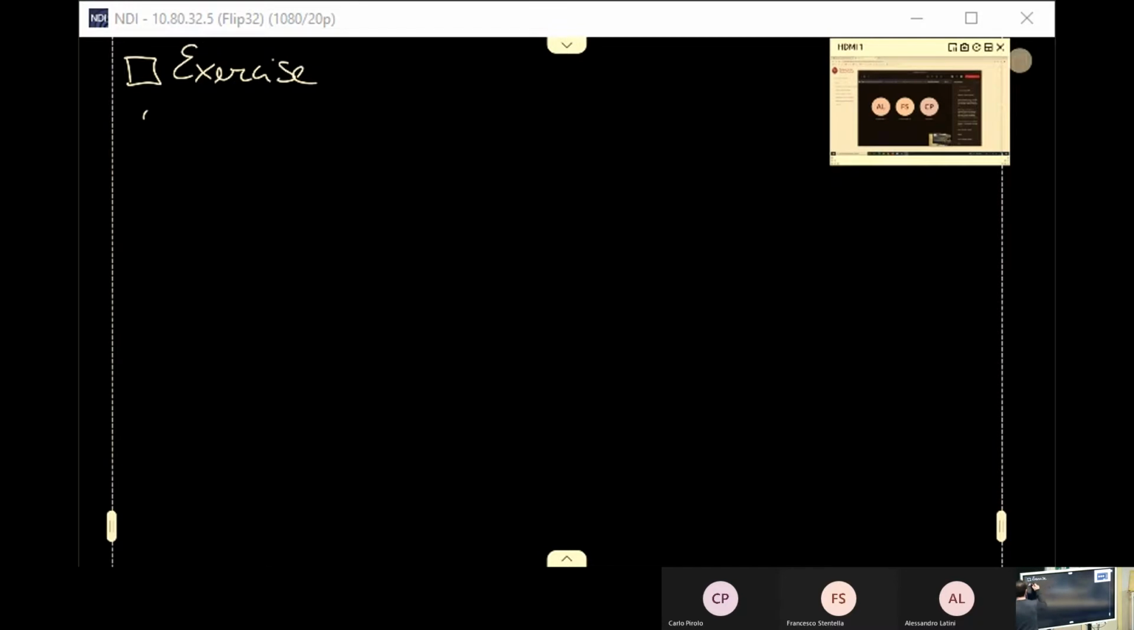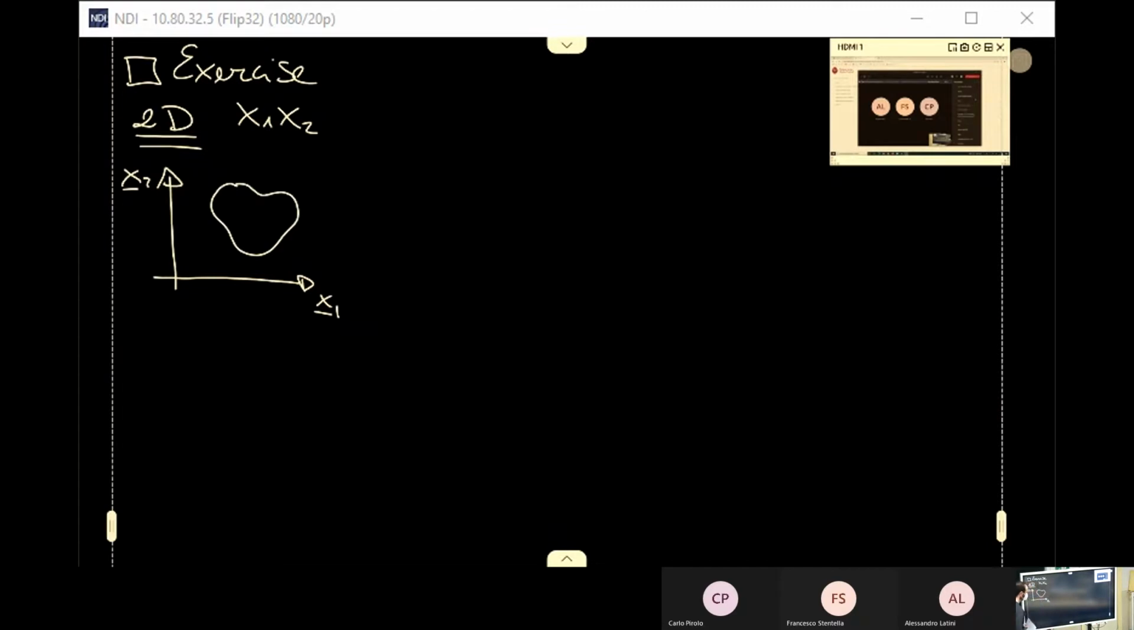So in the 2D case, let's consider a plane, something which lives in the plane x1, x2. Let's imagine, so this is x1, this is x2, a body, which first has its local frame defined like this.